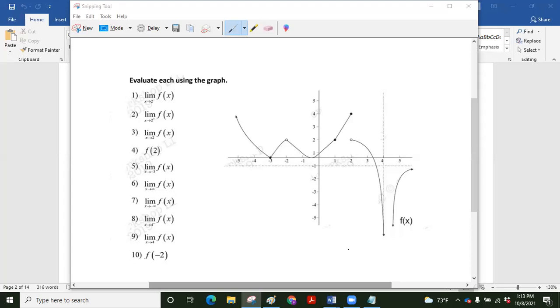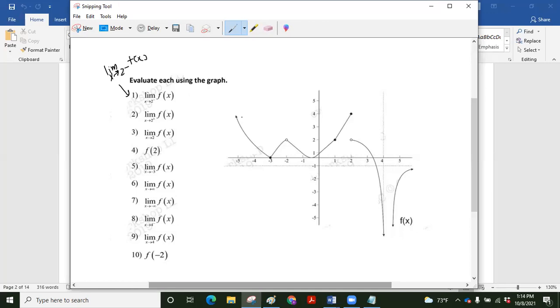So this is the next question here, and it's saying evaluate each using the graph. So we're essentially evaluating the limit by looking at the graph, the same type of question as last time. The first question is saying, what is the limit as x approaches 2 from the left of f of x?